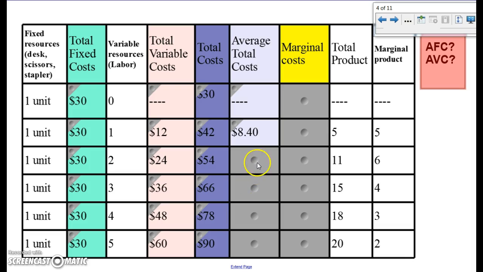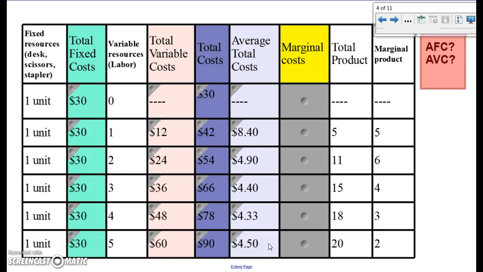So what will happen if we add another worker? Now we spent $54 and our total product was 11. Okay, it dropped pretty significantly. Why? Because we're spreading the fixed costs out over more units of output, and because the second worker was actually more efficient than the first. So our average total cost dropped. Here, our total product is 15, so $66 divided by 15. And we can see what happens.